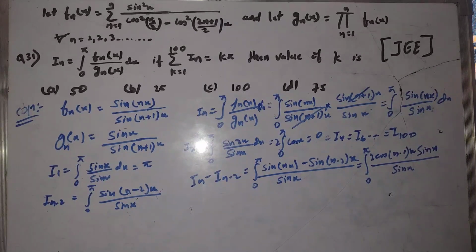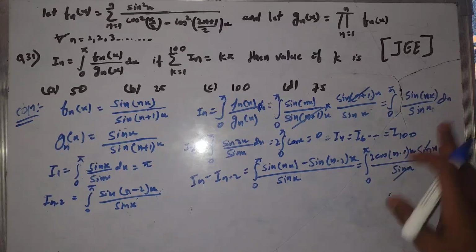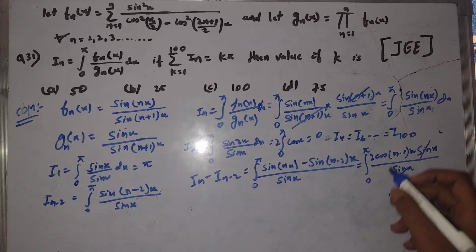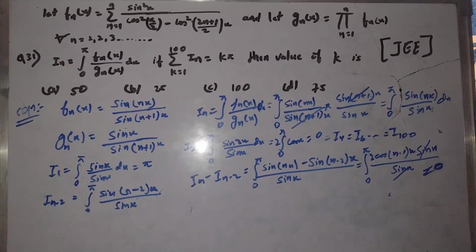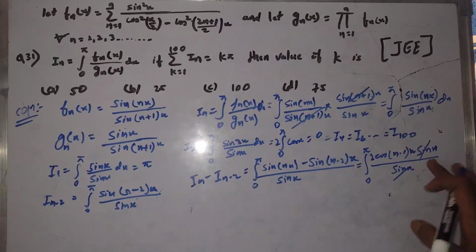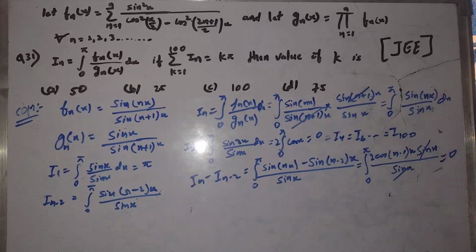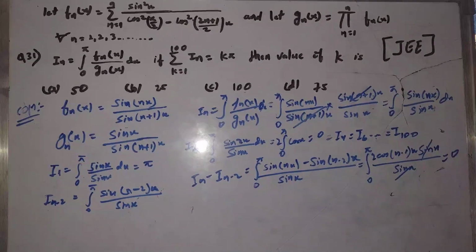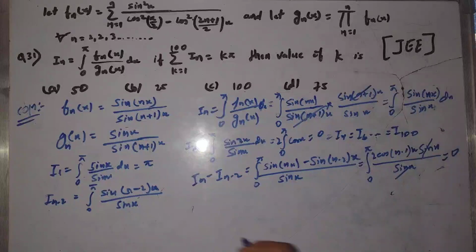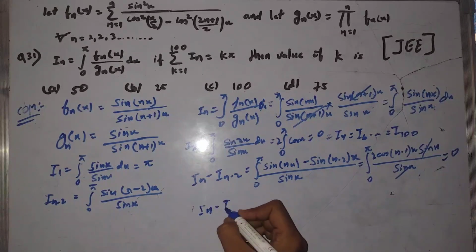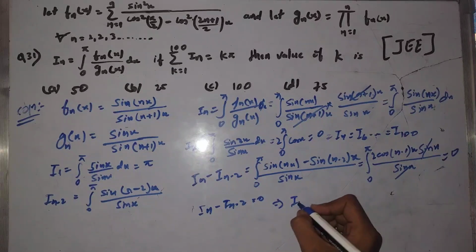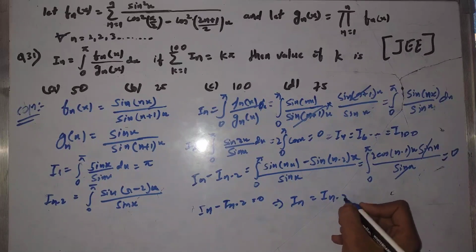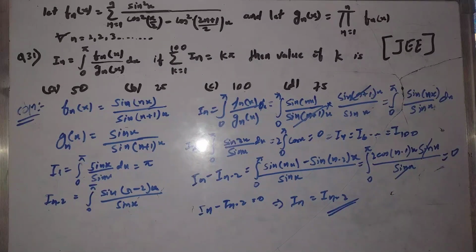We can see that sine x is getting cancelled here, and the integral of cos gives us sine, and sine with limits 0 to pi will give us 0. So this difference is 0, and this implies that In equals In minus 2. Okay, that's the rule here.